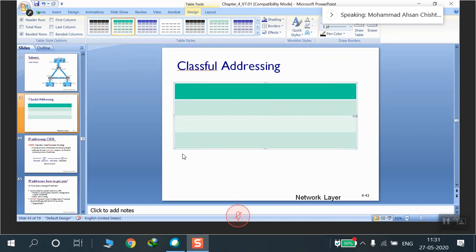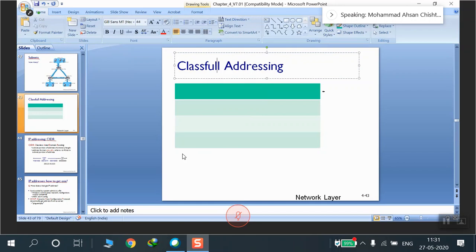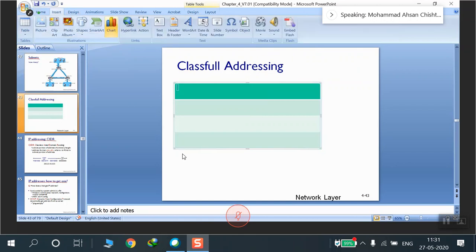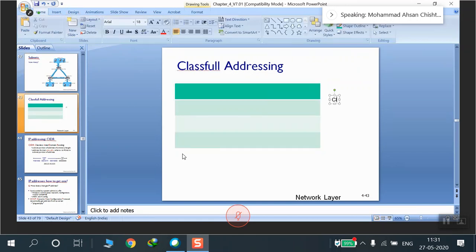Based on classful addressing, I would have four types of categories: the first one as class A, the second one as class B, the third one as class C, and the fourth one as class D. Now what are these four classes that we have for IP address?